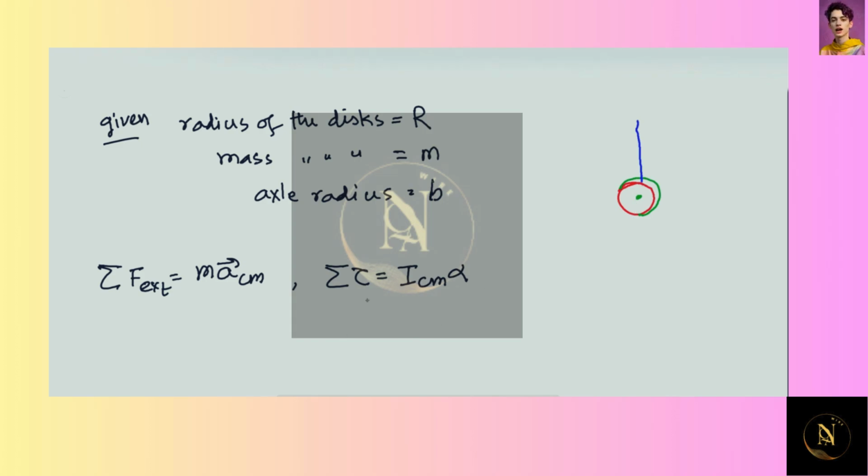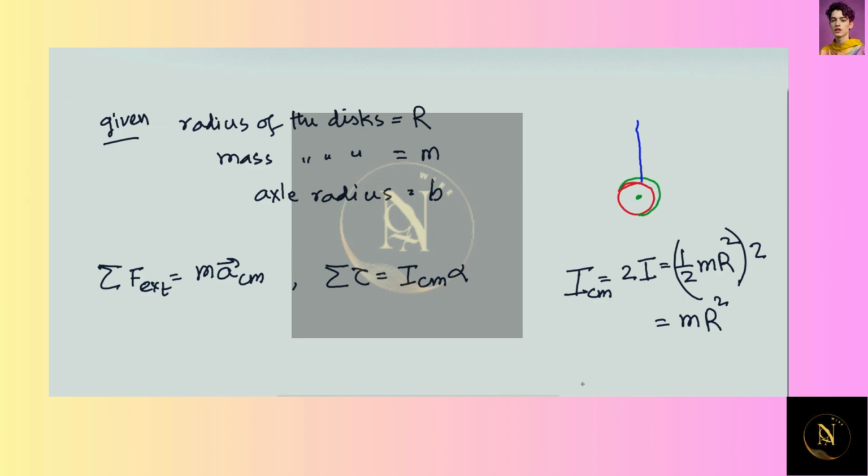Now let's first deal with I. Since it's a uniform disk, I will be half m r squared. But since there are two disks connected together, we'll add them together. So I_CM will be twice I, which means we multiply by 2. Finally, we get m r squared.